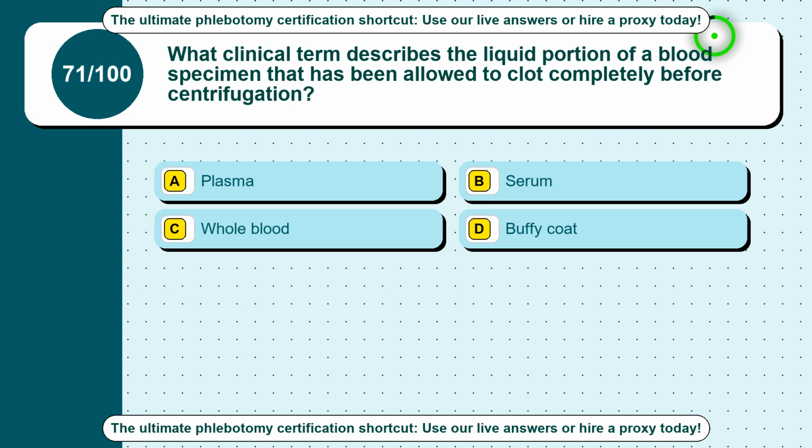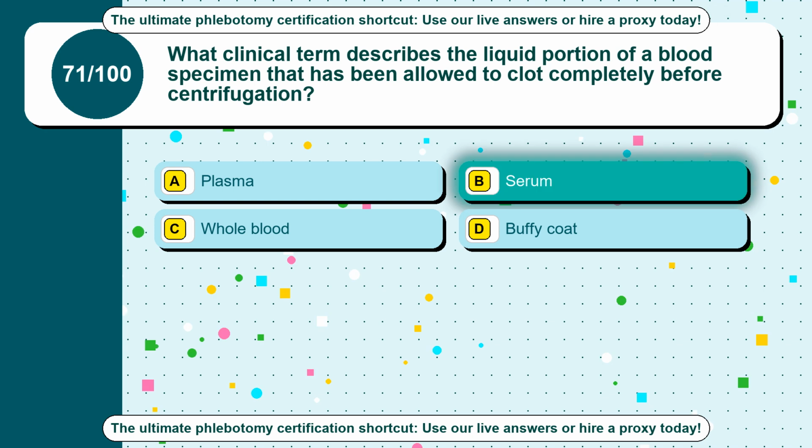Question 71. What clinical term describes the liquid portion of a blood specimen that has been allowed to clot completely before centrifugation? Option A, plasma. Option B, serum. Option C, whole blood. Option D, buffy coat. The correct answer is option B, serum.